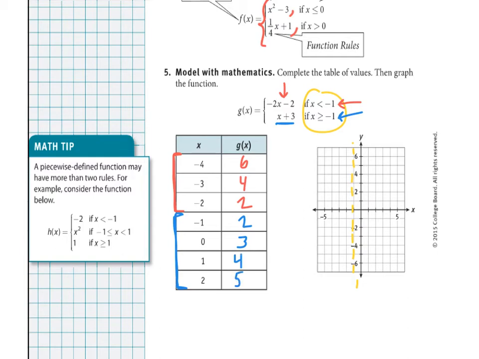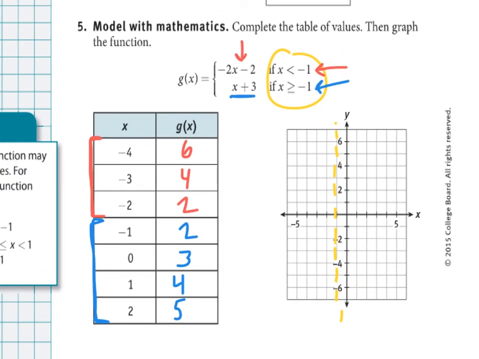Okay, now we have some points that we can plot, and I'm going to try and use the colors here. Let's see if we can zoom in and get a little bigger graph. Okay, so -4 is up at 6. -3 is at 4. -2 is at 2. Okay, then the other graph, -1 is at 2. 0 is at 3. 1 goes to 4, and 2 goes to 5.